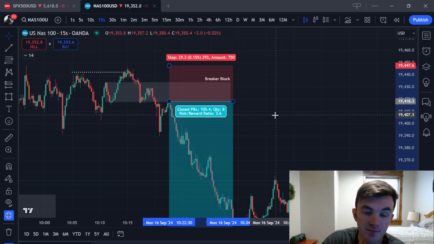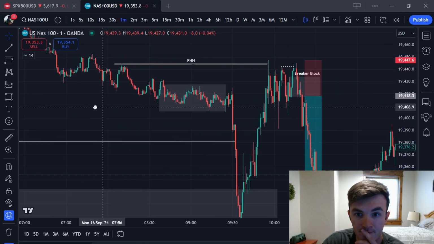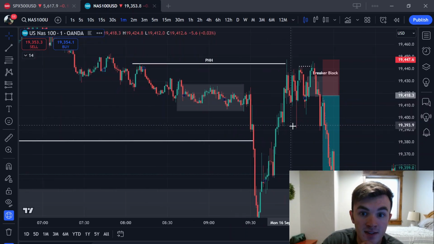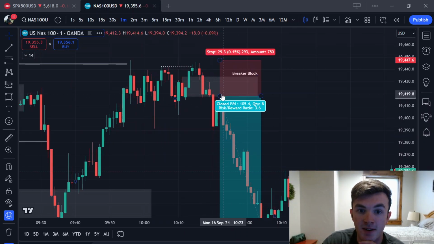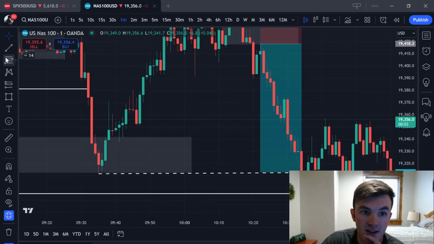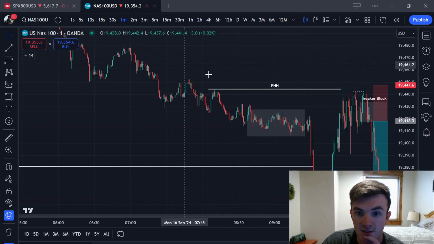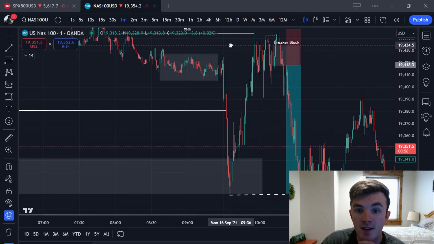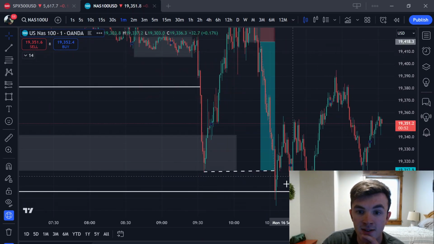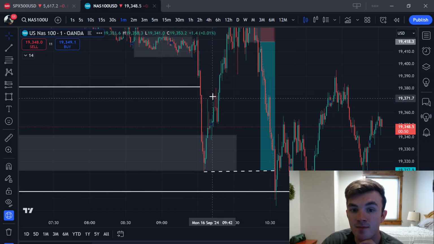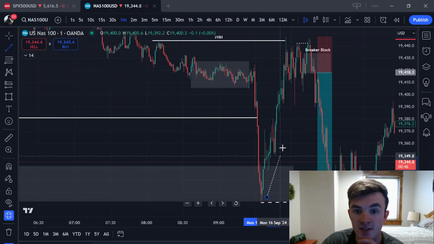So what else was I going to say about this? So yeah, you can see how this is a breaker block on the 1 minute as well. You push back into this breaker block, and then you take out all this low resistance liquidity. Now, yes, we had low resistance liquidity here, but what did it want to do first? It wanted to take out sell side one more time. This is also low resistance liquidity.